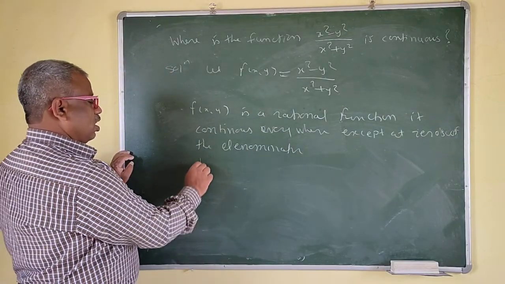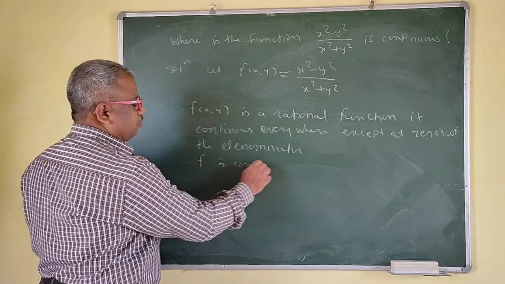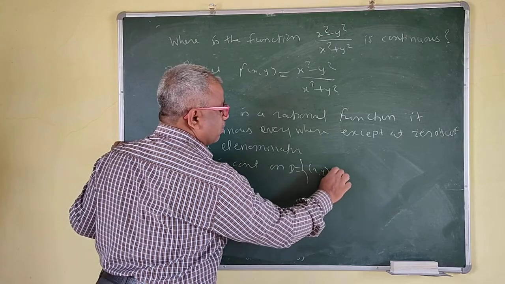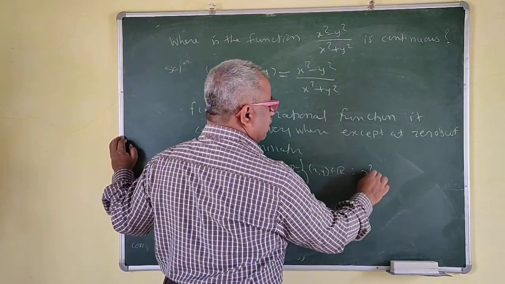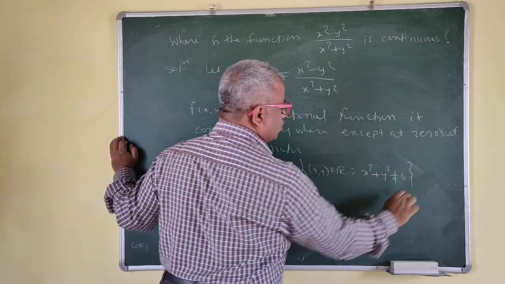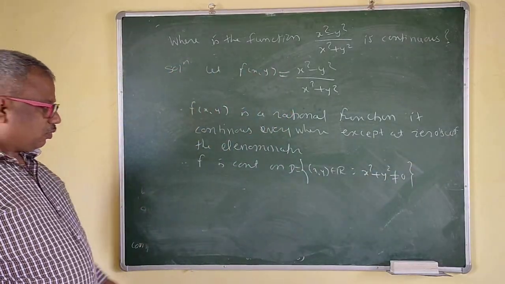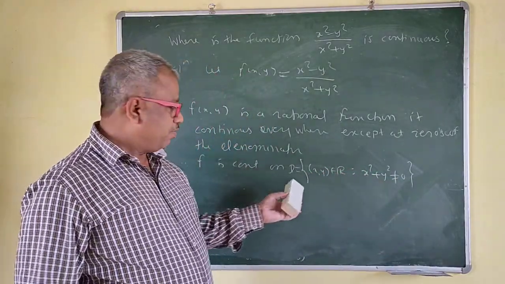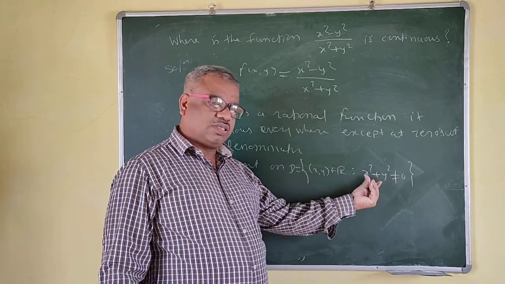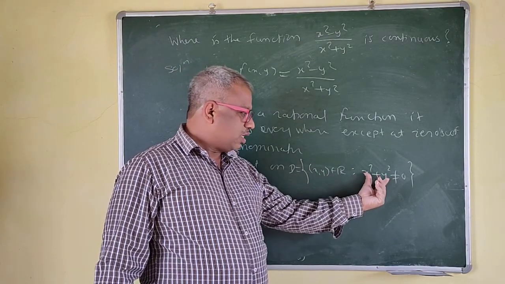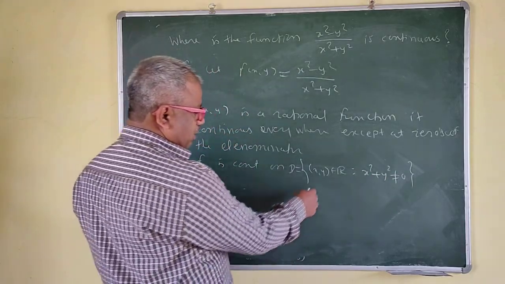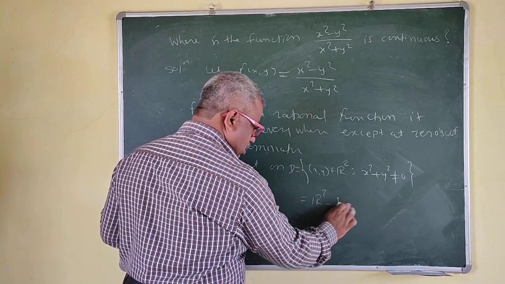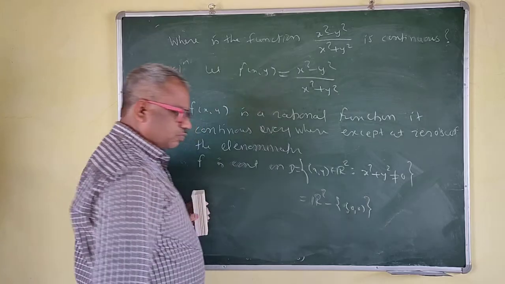Therefore f is continuous on D, which is the set of all (x, y) belonging to R2 such that x square plus y square is not equal to 0. It is enough. Otherwise, the function is continuous everywhere except at (0, 0). You may write this as R2 minus the singleton {(0, 0)}.